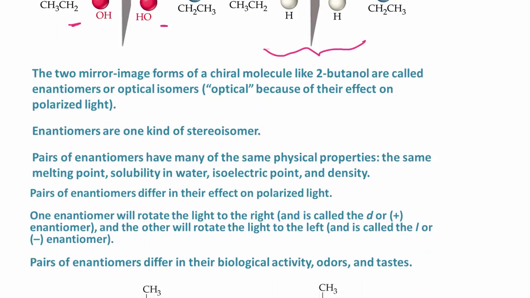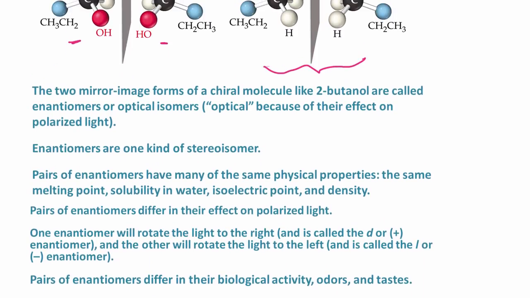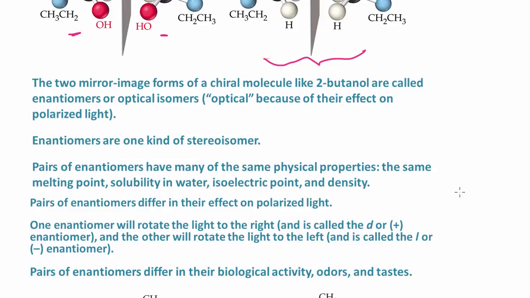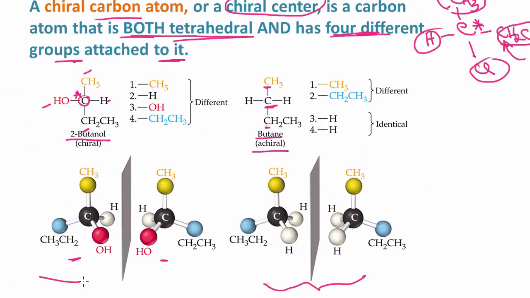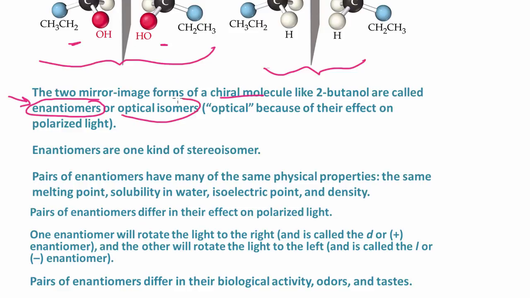So let's talk a little bit about this, and then we'll work on identifying more chiral centers. And this is very important when we get into biochemistry. We have to be able to determine these types of isomers. The 2 mirror image forms of a chiral molecule are called enantiomers. So, for example, there are 2 enantiomers for butanol. We also call enantiomers optical isomers, and that's because of the way they affect polarized light. And we'll talk about that much later. Enantiomers are one type of stereoisomer.